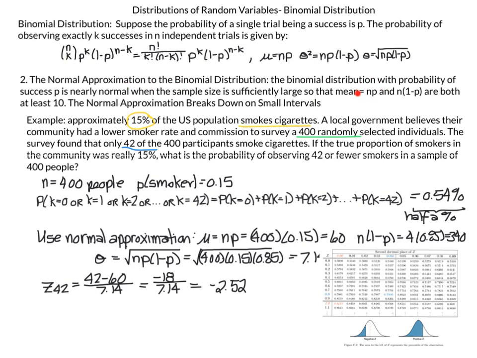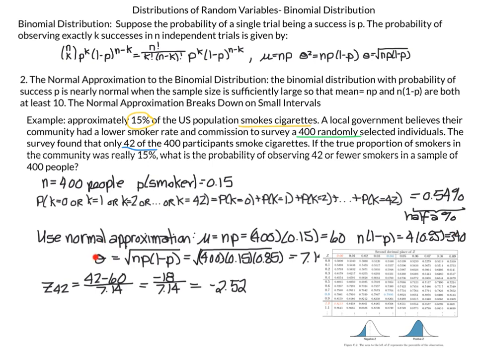First, we need to check that the mean, n times p, and n times 1 minus p are both at least 10. So here I have the mean, using our formula for the mean of the binomial, n times p, which is 400 times 0.15, which is 60. My n times 1 minus p, where 1 minus p is 85%, is 340. So these are both at least 10. So that's a good sign that we can use the normal approximation.